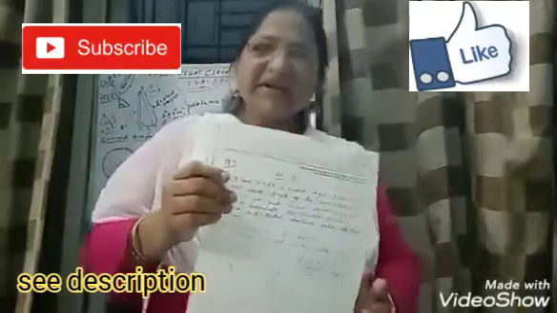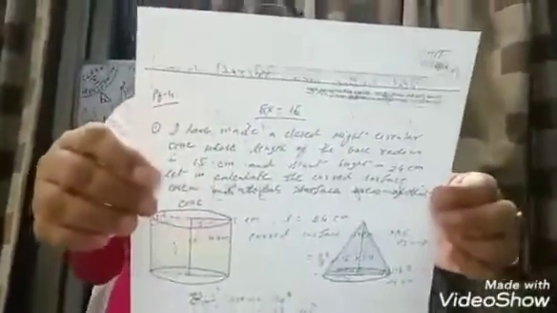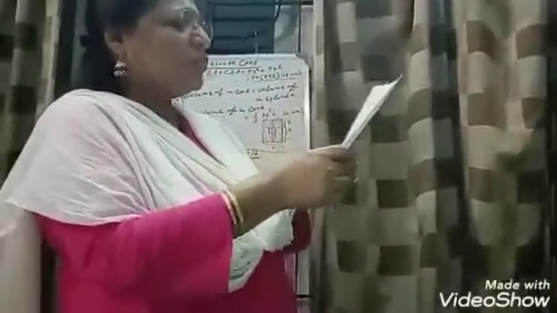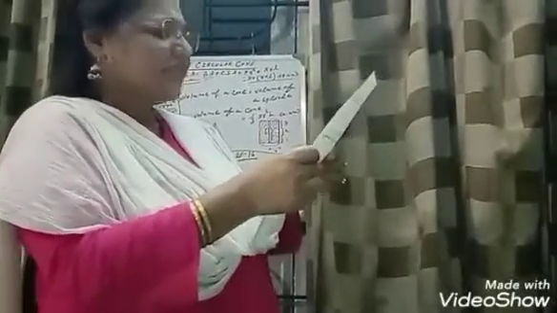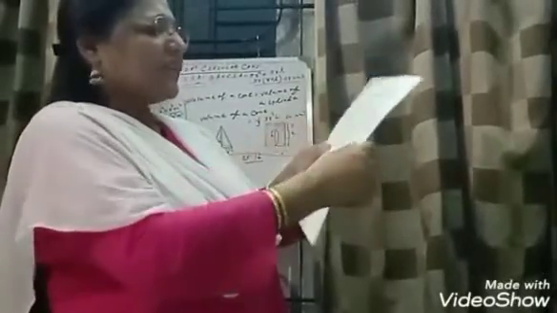Now exercise 16, sum number 1. I have made a closed, see the question, you have the book and I think you know the question. I have made a closed right circular cone whose length of the base radius is 15 cm and slant height is 24 cm. Let us calculate the curved surface and the total surface area of that particular cone.